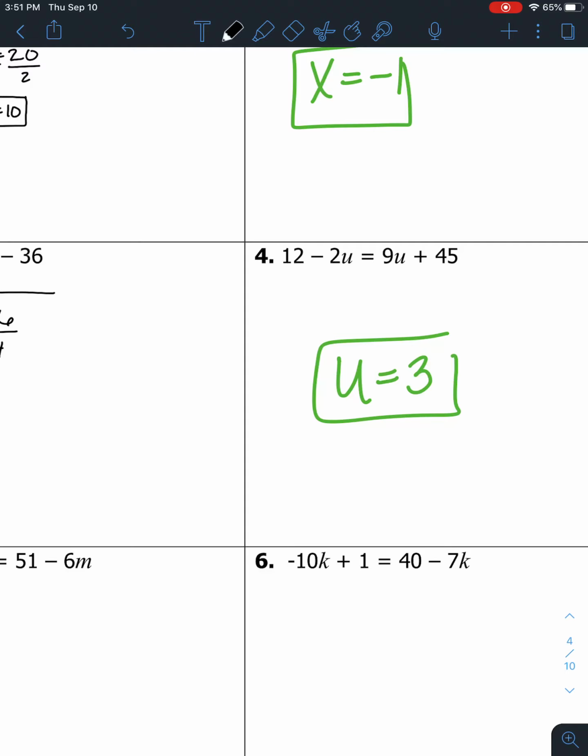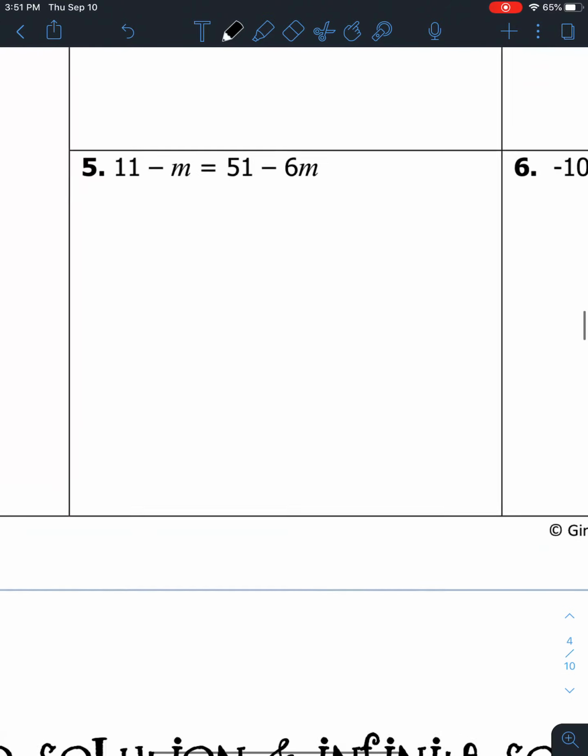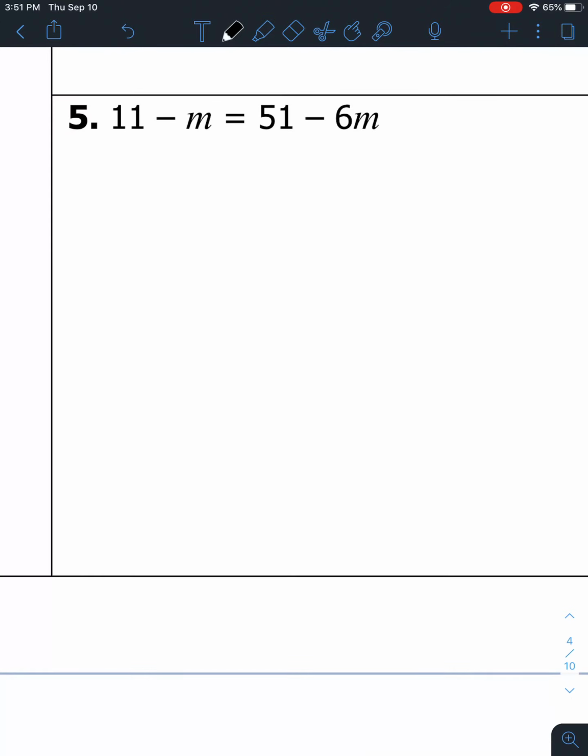Four is very similar to 1 and 2 that we had done before. You should get u equals 3. Again, if you're not getting that, come see me and let's work it out. That should actually be negative 3. All right, let's do 5.